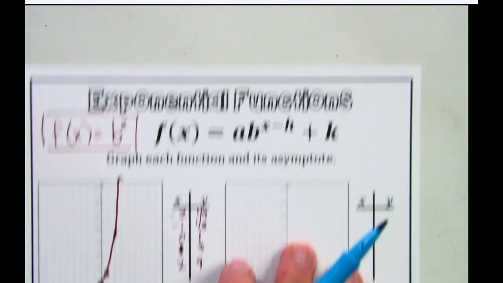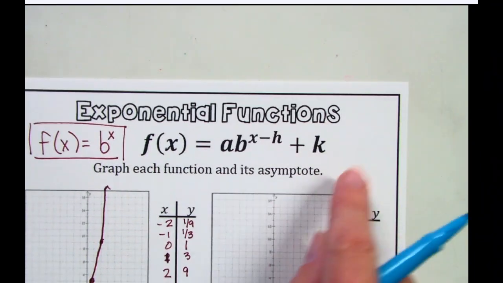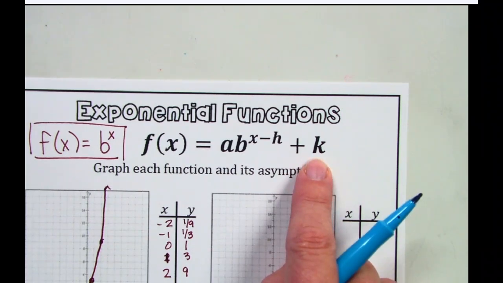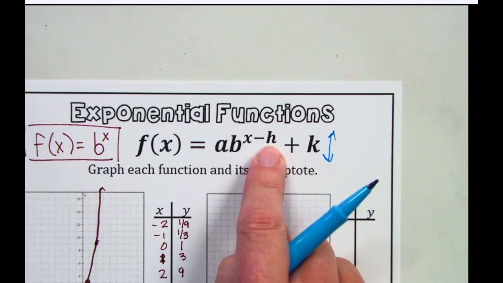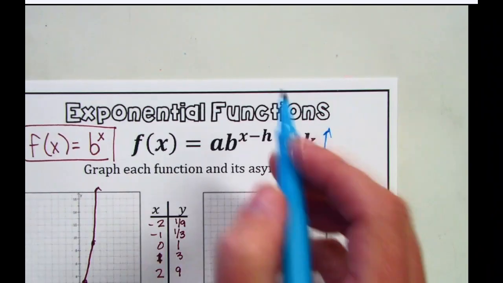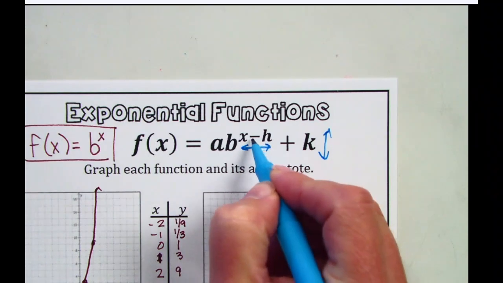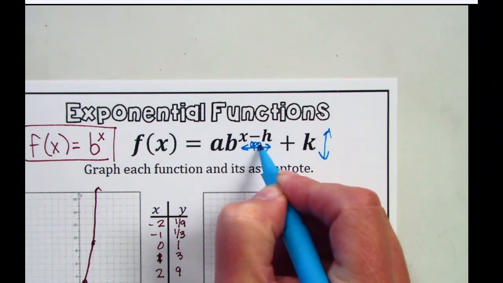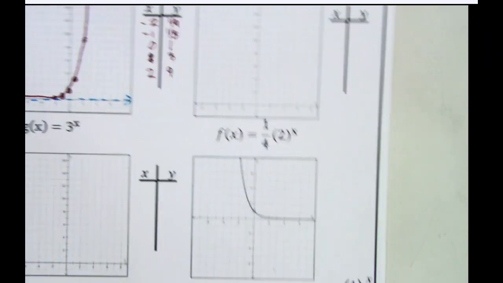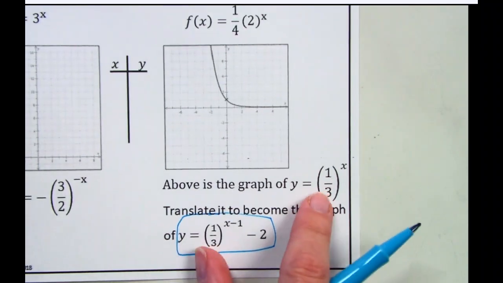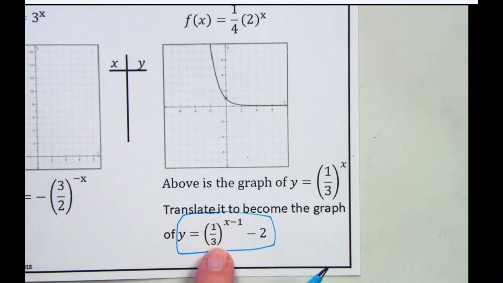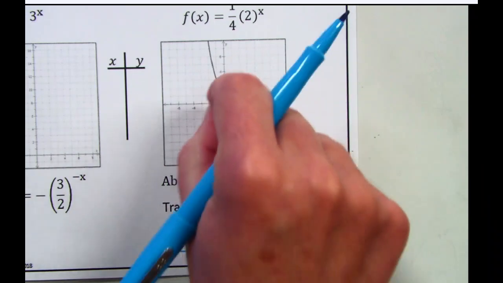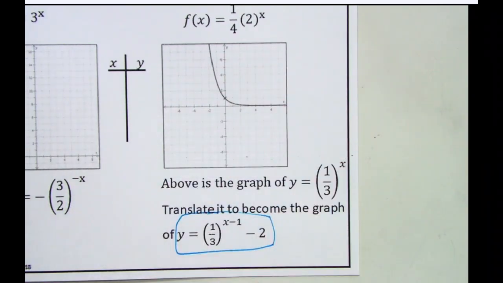So let me go back up here to the top. What do we know plus k does? Think about all of your other functions we've been graphing. Okay, that goes up and down. When it's inside with the h, what does it do? It goes left and right. What do we know about that left and right because of that sign right there? It's the opposite direction. So right here it says, here's the parent function, 1/3 raised to the x. And it wants us to just translate it. So it's not asking us to plot more points. It's asking us to grab that function and drag it and put it where it goes.